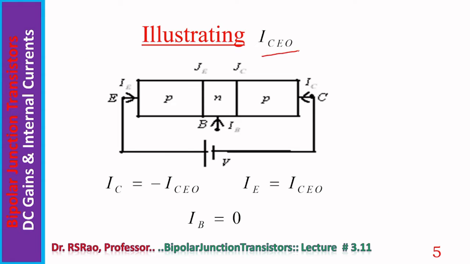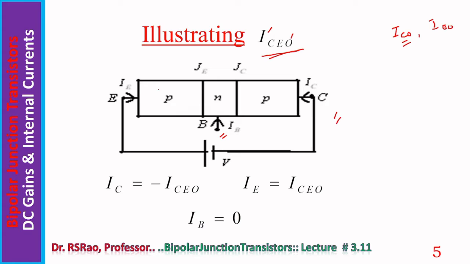Now we know already what is IC naught and what is IE naught. IC naught is the collector junction reverse saturation current, IE naught is the emitter junction reverse saturation current. Now a few points of explanation regarding ICE naught. I stands for current, naught stands for reverse saturation current. CE means collector to emitter. It flows from collector to emitter. Of course, base remains open circuited.